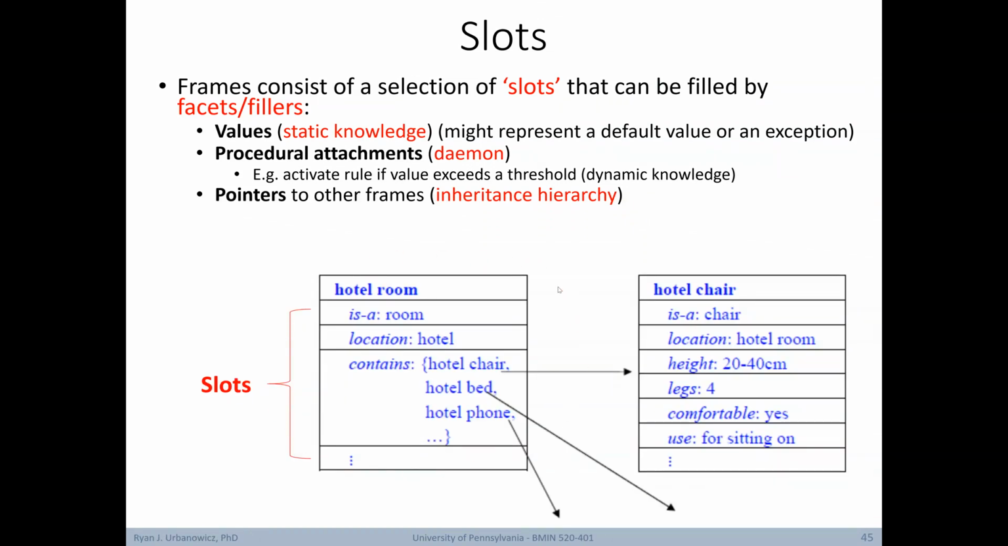Here we show a frame again and the individual slots that make up a frame. This frame is focused on hotel room. In this case, the slots include is a room, location being in a hotel, and contains. Here, contains has pointers to other frames in the frame representation, such as hotel chair. In this case, we've conveniently taken the relationship contains and connected our object hotel room to all the other objects which it contains. In most cases, slots are initialized with some kind of default value. For example, the location of a hotel chair in this case has the default value of hotel room. However, you could reasonably imagine that there might be situations in which a hotel chair is found outside a hotel room.